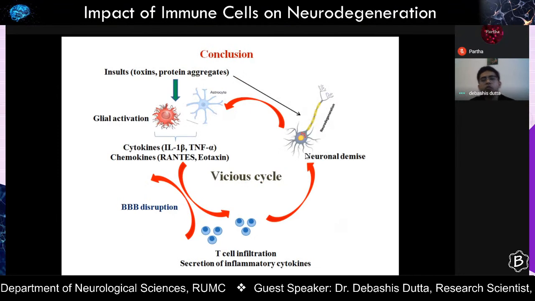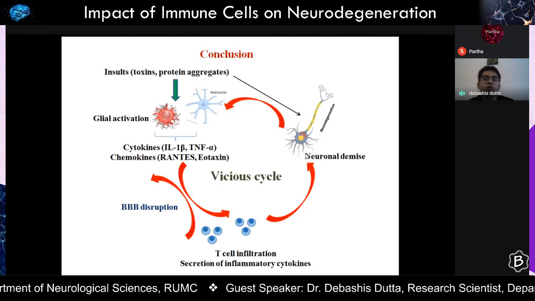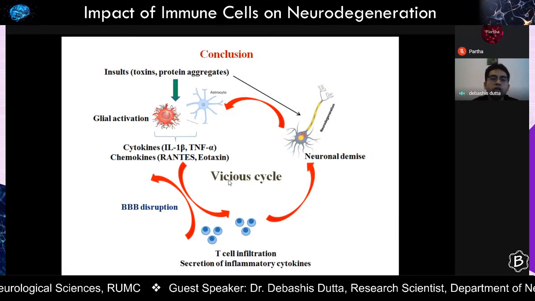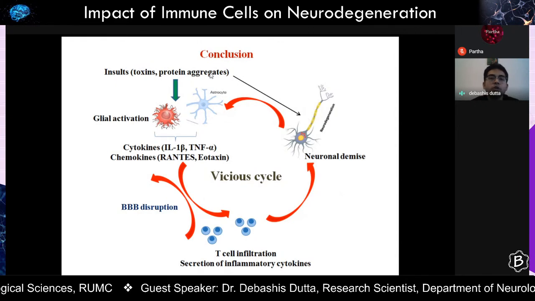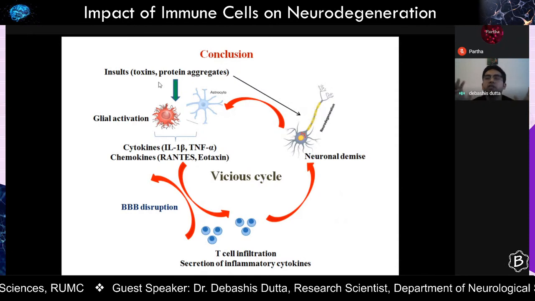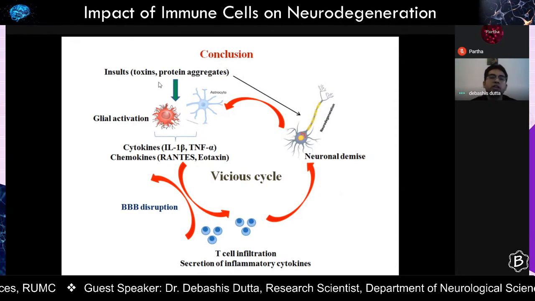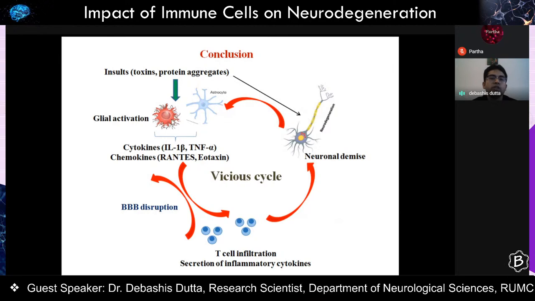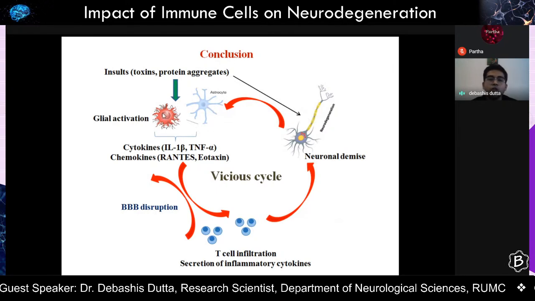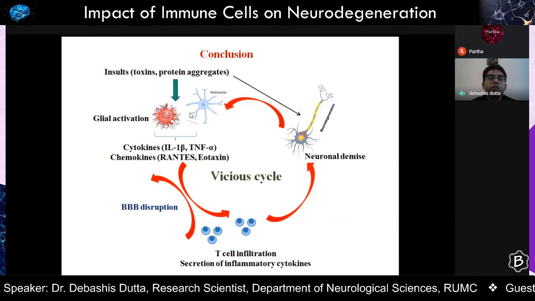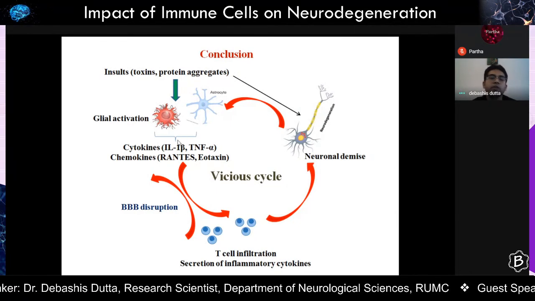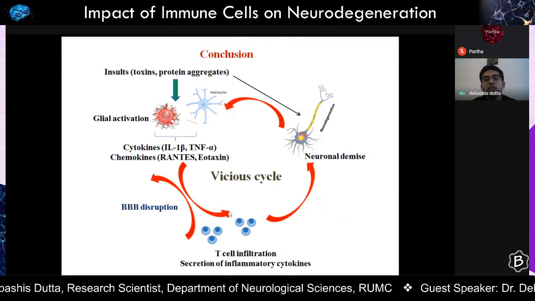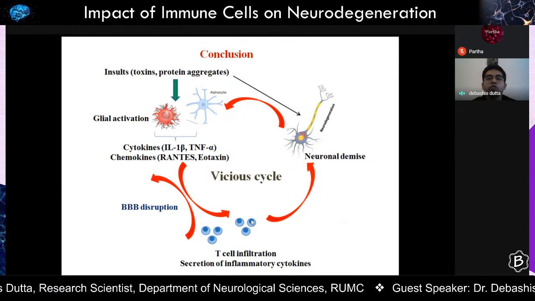So coming to the conclusion of the whole research that has been done in the last 5 or 10 years, and more is needed to know in this field. The conclusion is that when there are some kinds of insults, neurotoxins or protein aggregates, etc., they result in activation of the glial cells. Microgliosis happens, astrogliosis happens. And when these glial cells are in a more inflammatory phenotype, they secrete more cytokines and chemokines that help in infiltration of the T cells from the periphery into the brain.